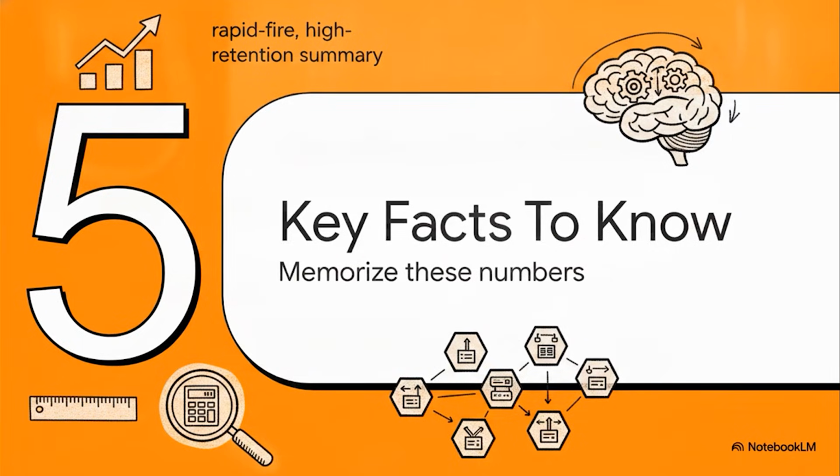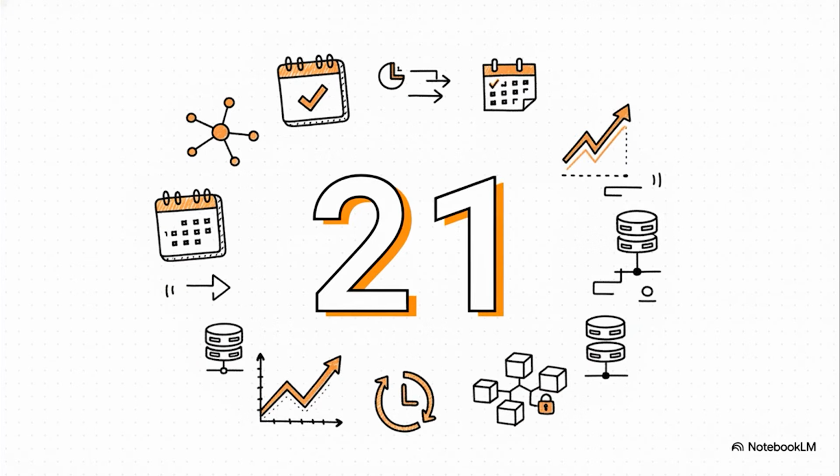It doesn't. Finally, Section 5, Key Facts to Memorize. We are in the home stretch. Get ready for a rapid-fire summary of the most critical numbers you need to pass Objective 14.2. These are the underlying metrics that power the whole machine learning algorithm.